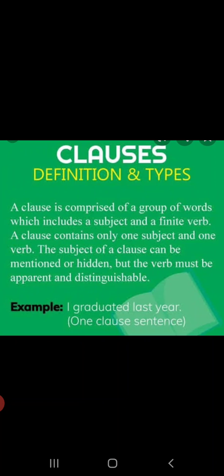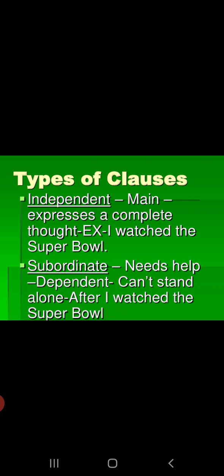Okay, guys, there are two types of clauses. Main clause, that is also known as independent clause, and subordinate clause, that is also known as dependent clause. Basically, an independent clause, or we can say main clause, expresses a complete thought. As you can see in this example, I watched the Super Bowl. This sentence is giving us a full meaning.